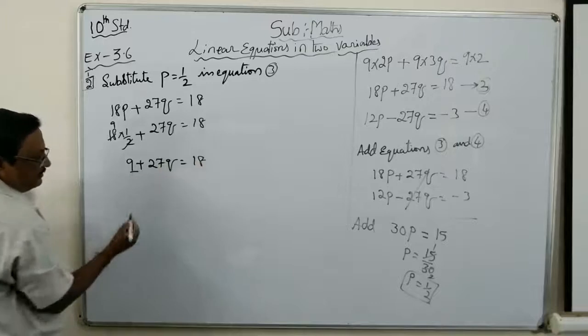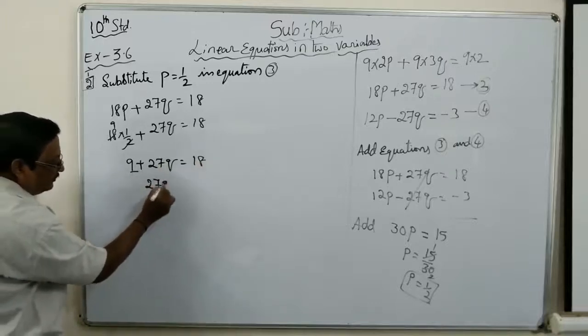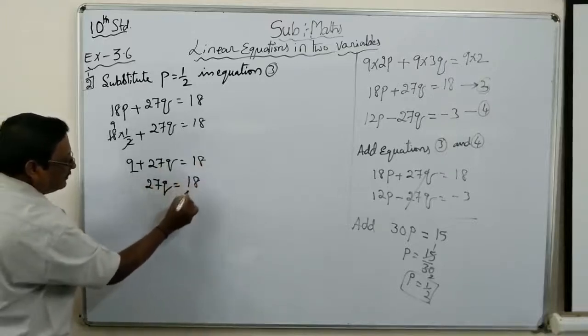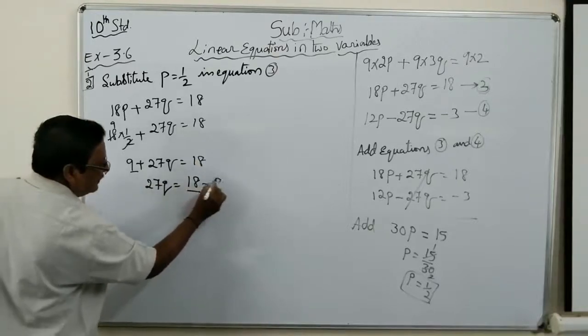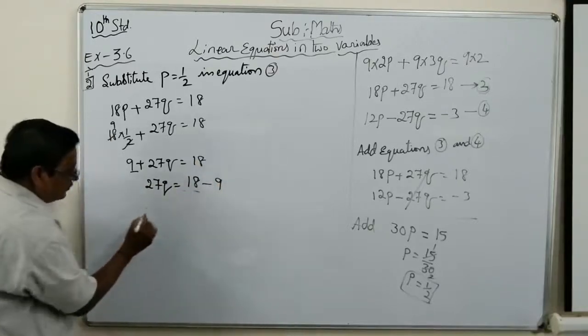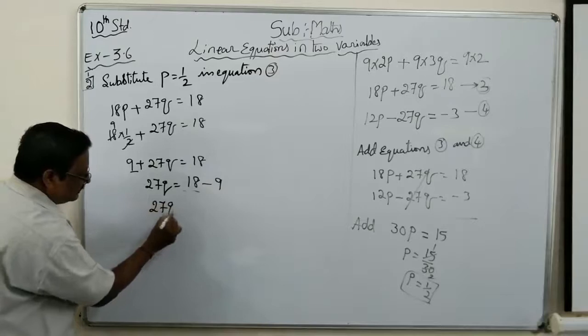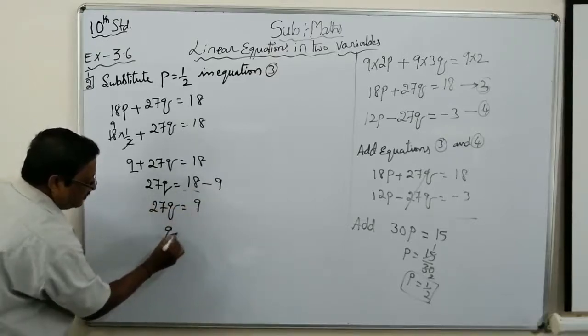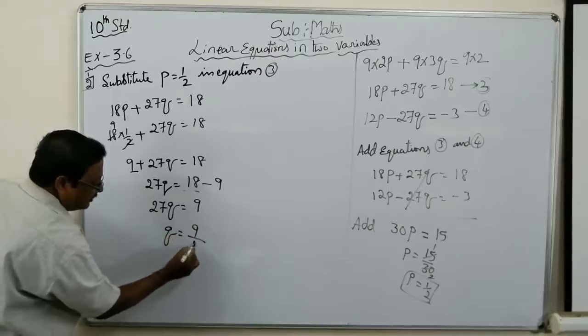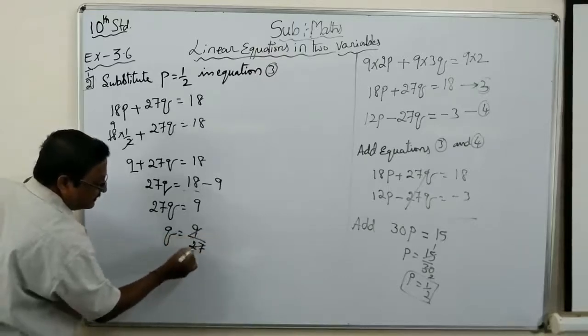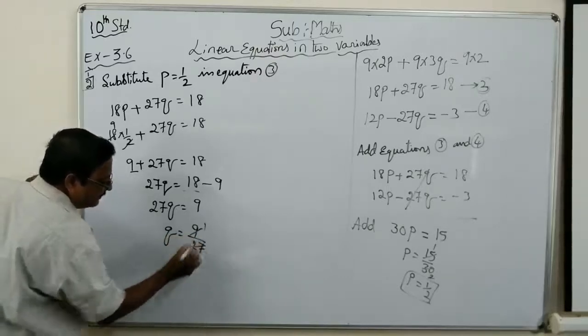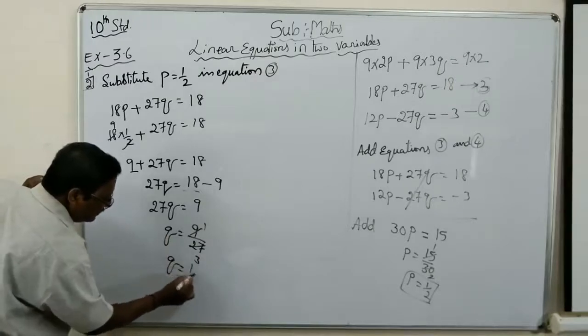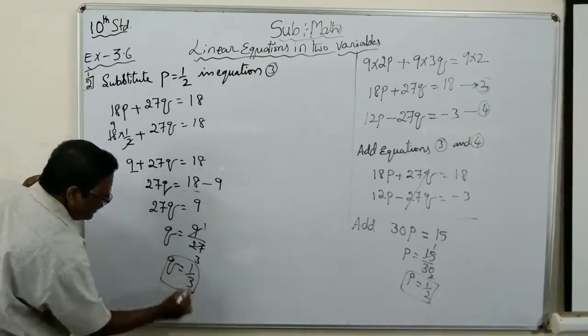Transfer this 9 to that side. 27q is equal to 18 minus 9, which is nothing but 9. Q is equal to 9 by 27. 3 ones are 3, 9 ones are 9, 9 threes are 27. Q is equal to 1 by 3. This is the q value.